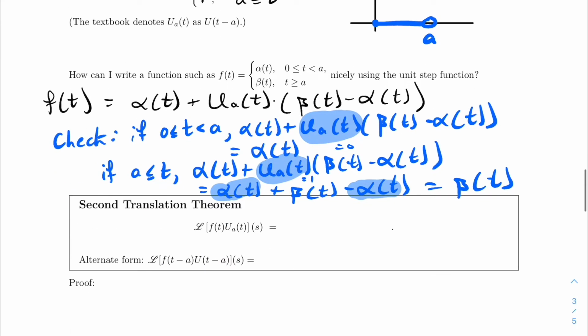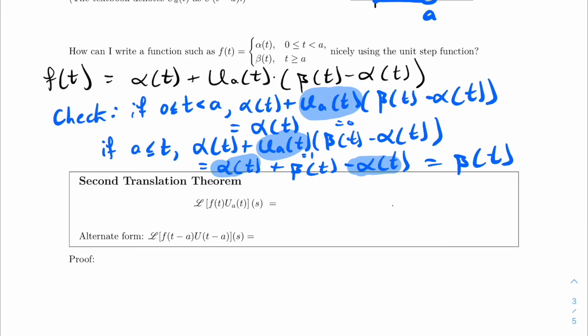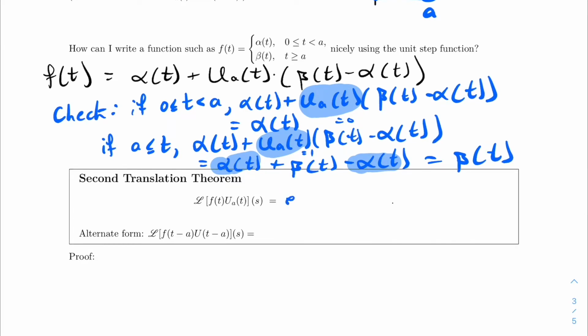The second translation theorem asks: what if we want f of t times our unit step function and take the Laplace transform of that? What does that look like? This looks pretty weird, so I'm referring to my notes here because I do not have this one memorized. This is equal to e to the negative as times the Laplace transform of f of t plus a, evaluated at s.